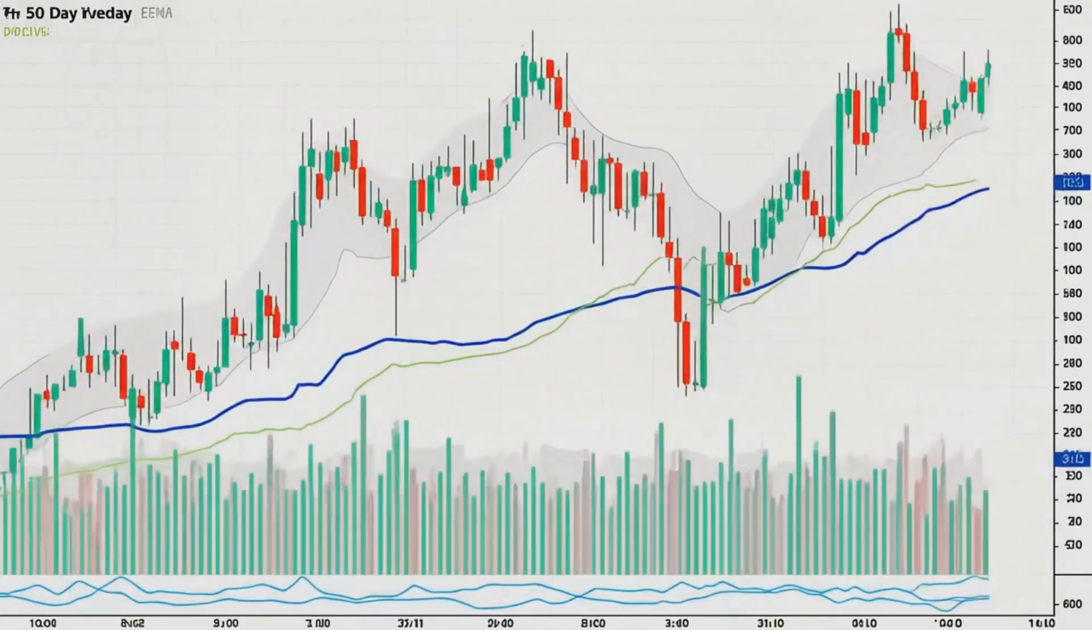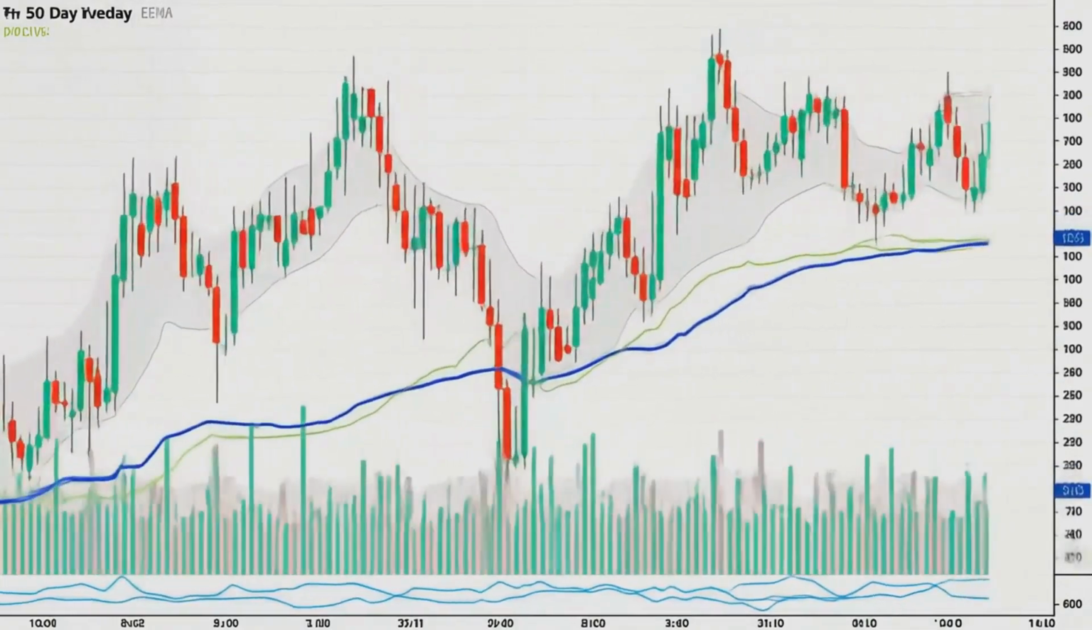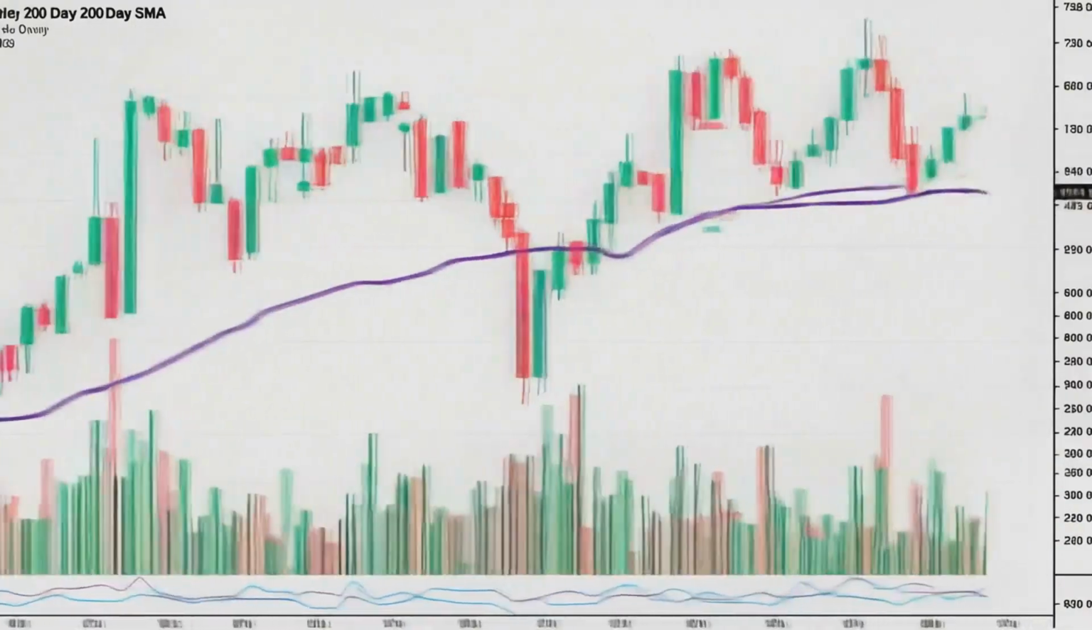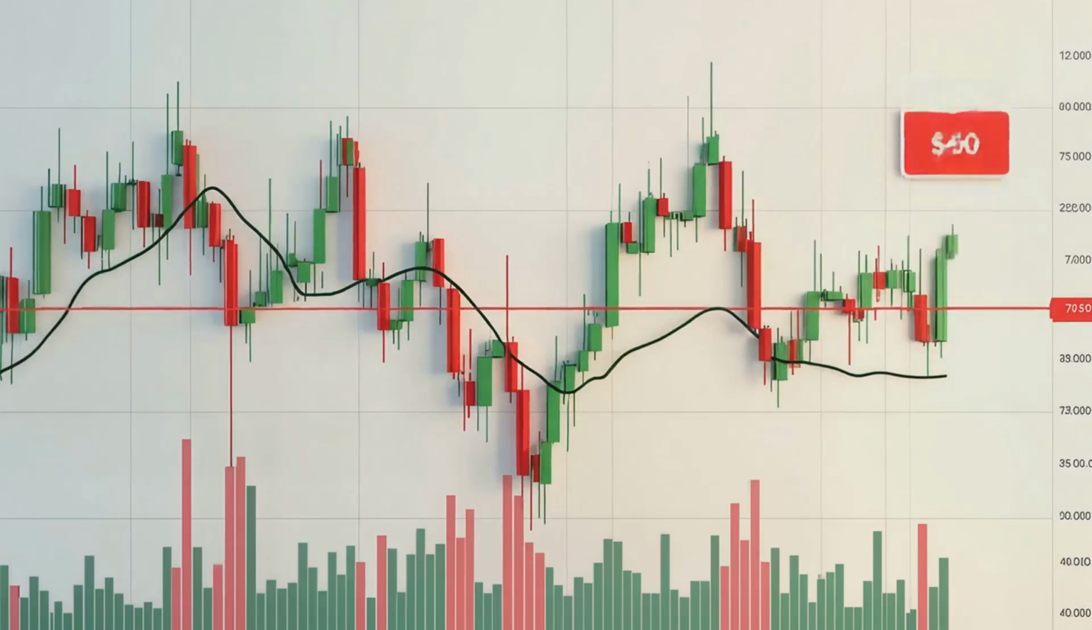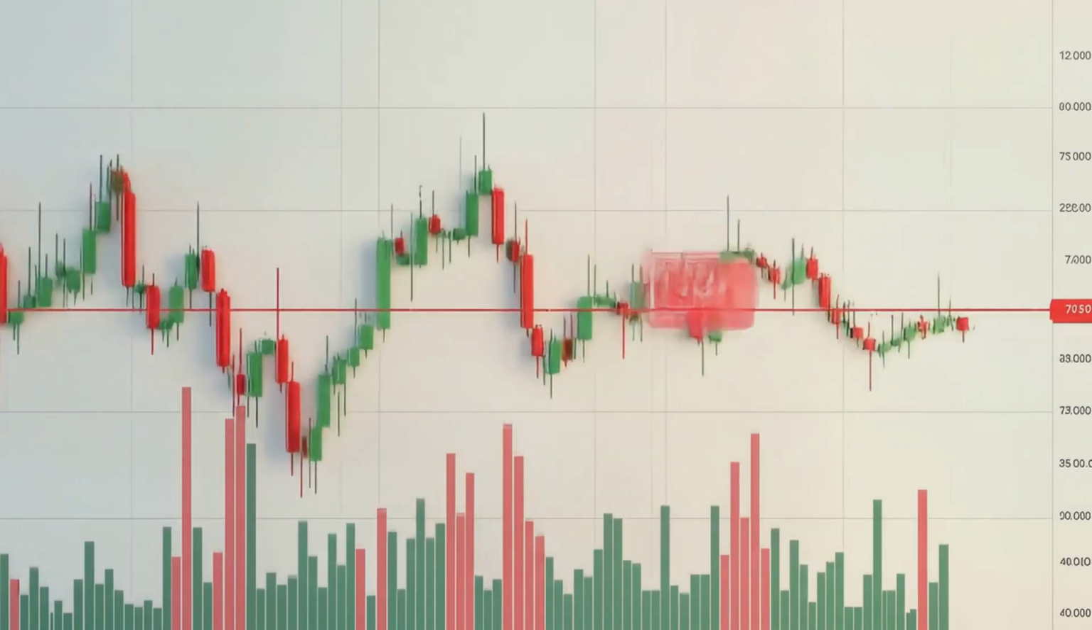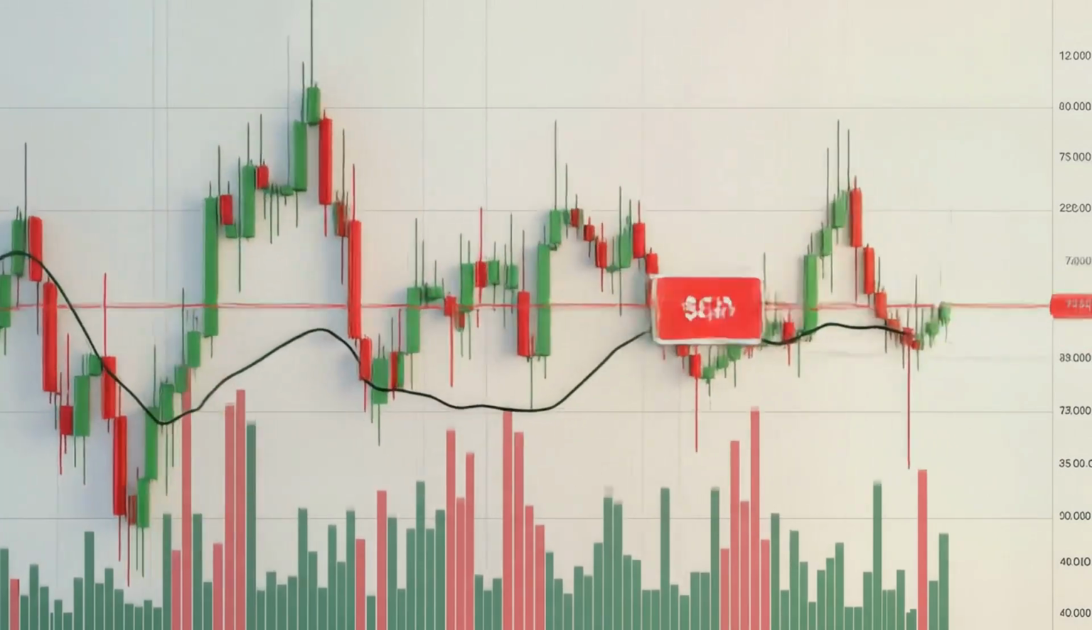Step 2. Trend confirmation. Currently, the stock is trading above its 50-day EMA and 200-day SMA, indicating a bullish market sentiment. Recent price movements show the stock consistently bouncing off the $60 support level, further confirming bullish behavior.